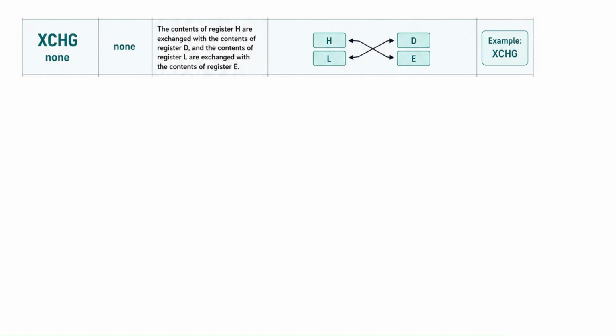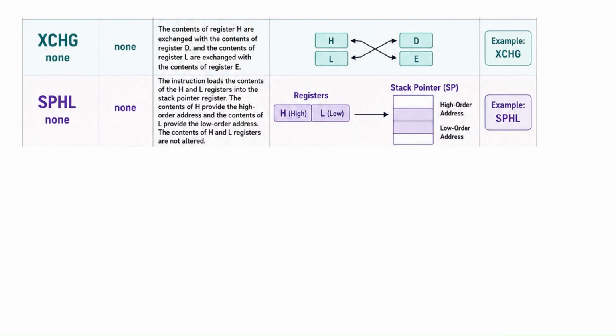Up next we have SPHL. This is also a 1-byte instruction. Here SP means the stack pointer. After executing this instruction, it loads the content of the H and L registers into the stack pointer register. The content of H provides the higher order address and the content of L provides the lower order address. The content of H and L registers is not altered.